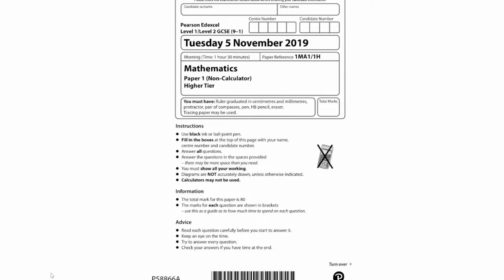So let's jump into this paper. If at any point you have any questions, just leave them down below in the chat and I will try to respond. So question 1, super common for a non-calculator paper, is either lowest common multiple, highest common factor, sometimes both, or just sometimes the product of prime factors.